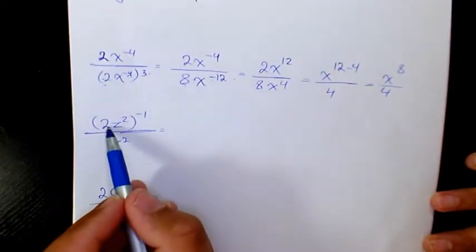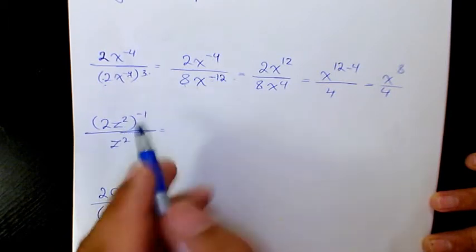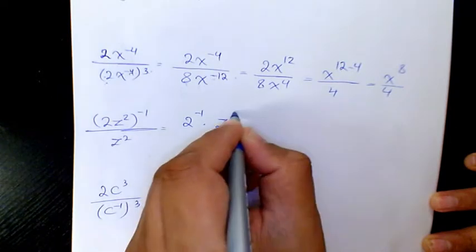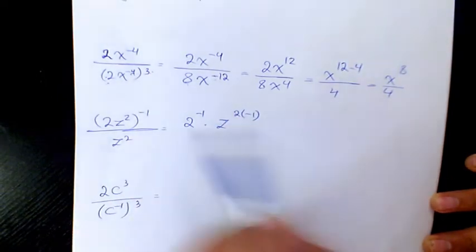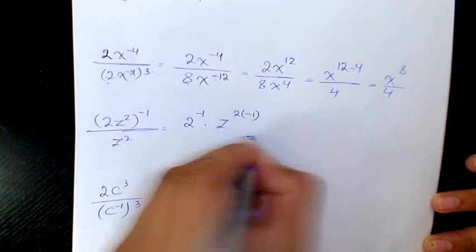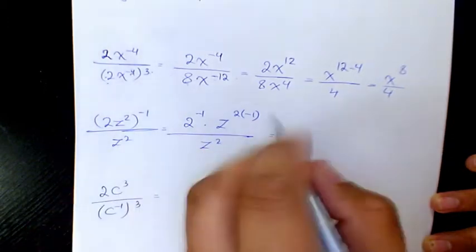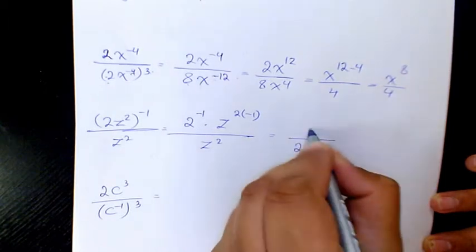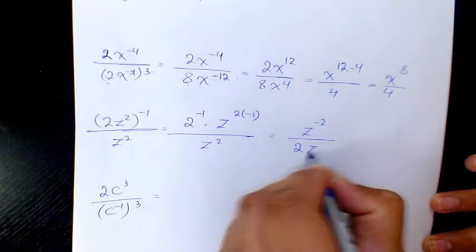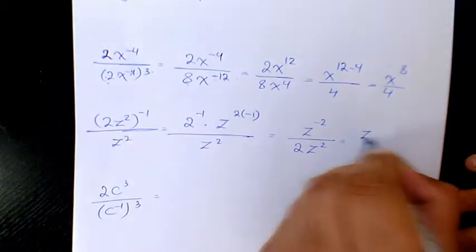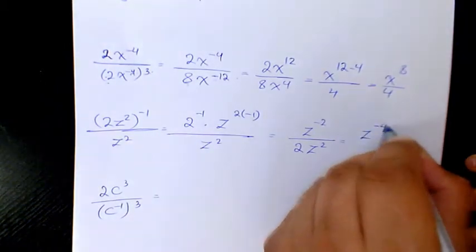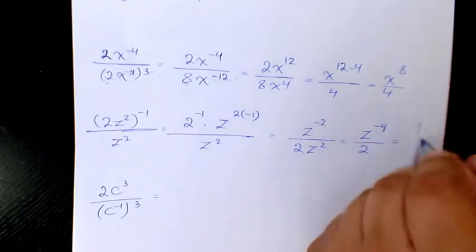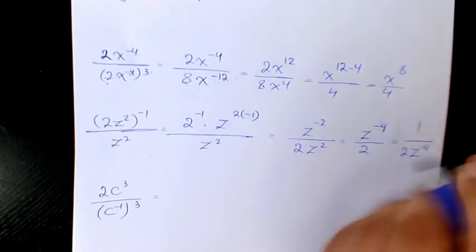Next one, 2z squared to the power of negative 1. So it's going to be 2 to the power of negative 1 times z to the power of 2 times negative 1. Because it's a power of another power, so you need to multiply them. So 2 to the power of negative 1 is going to make it 1 over 2. So I write it here. z to the power of negative 2, z to the power of 2. So it's going to be z to the power of negative 4, because negative 2 minus 2 is negative 4, divided by 2. Or I write it as 1 over 2z to the power of 4.